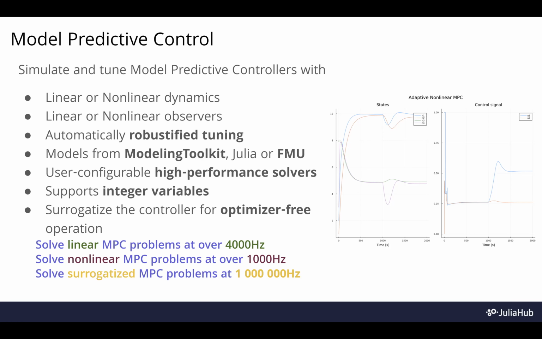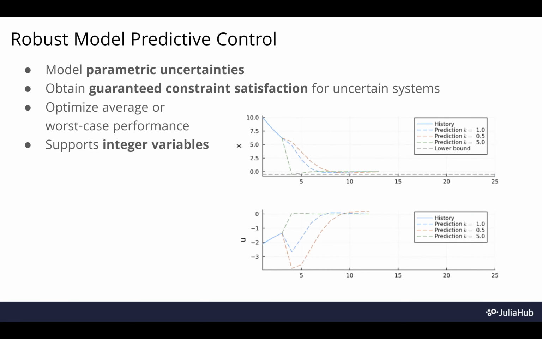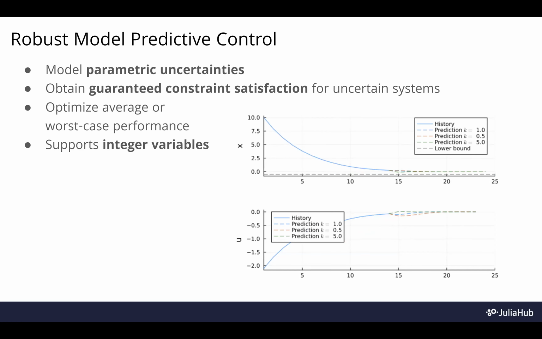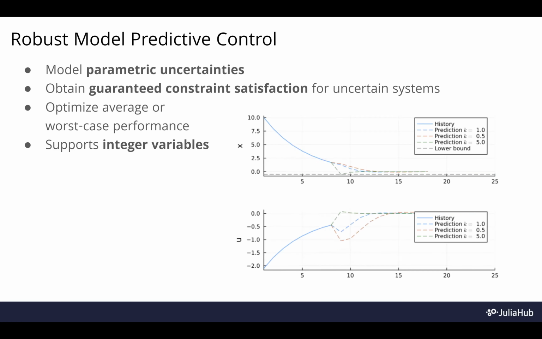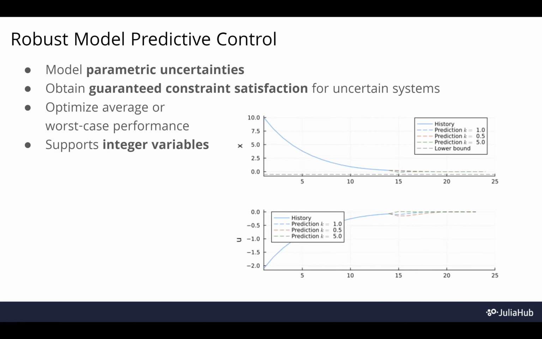Of course, we provide a bunch of robustness techniques as well. You can model uncertainties. You can obtain guaranteed constraint satisfaction. You can analyze performance using our tool sets. You can use binary or integer variables in your model predictive control analysis. There are a lot of tools and techniques that you can use, which I will point you to. It's all there in the documentation, and part of what I will do is go through the documentation and show you where to find everything.